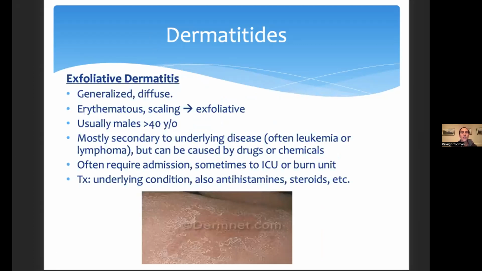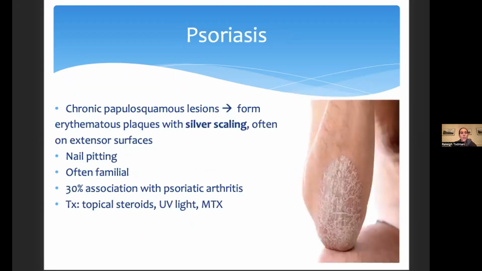This is a generalized term, actually. It's not a specific disease, but more a description of a skin issue you could have with various conditions. It can be something very serious when you have a lot of exfoliative skin, which we'll talk about later. But generally, there's erythema, there's scaling, and then there's sloughing. And it's seen mostly in males over 40, often with an underlying disease. And it can be treated like a burn if it's diffuse. So just keep that in mind for some other skin conditions we're going to talk about.